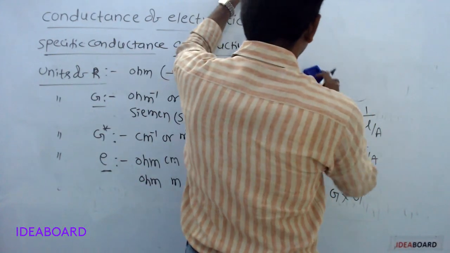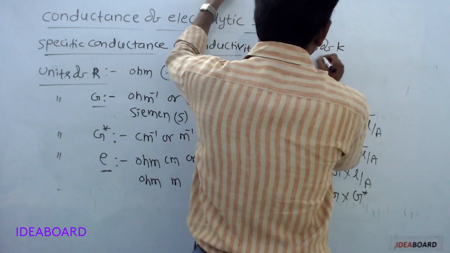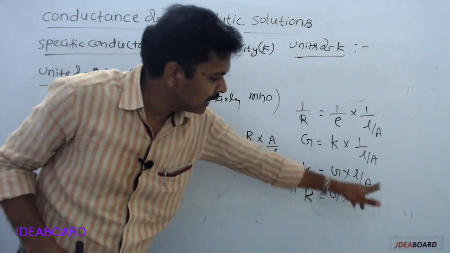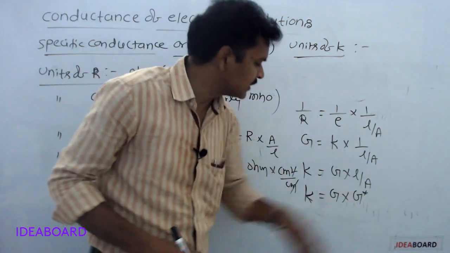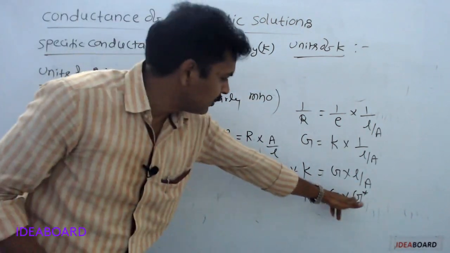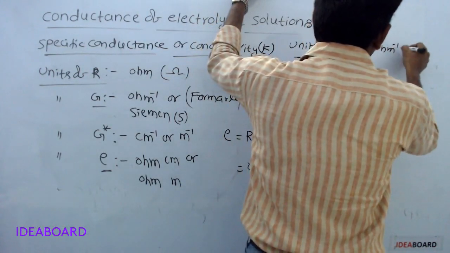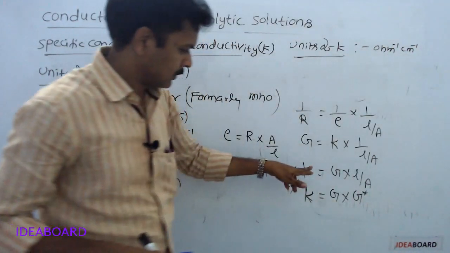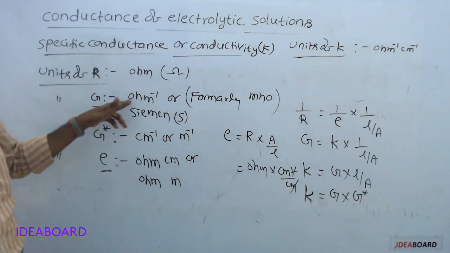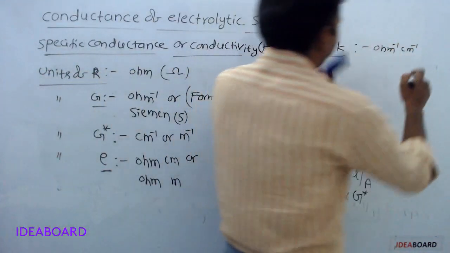Next, units of K. Units of kappa. K is equal to G into L by A, or K is equal to G into G star. G is conductance. Conductance unit is ohm inverse. G star unit is centimeter inverse. Then ohm inverse into centimeter inverse.